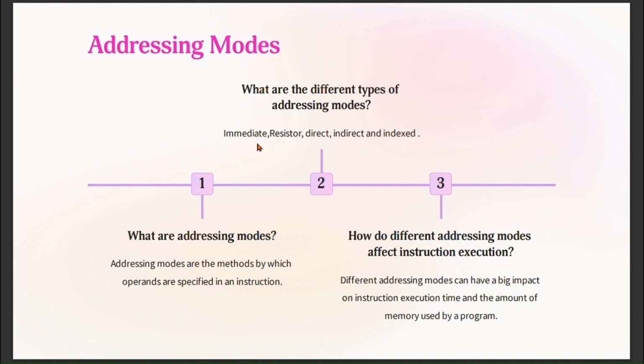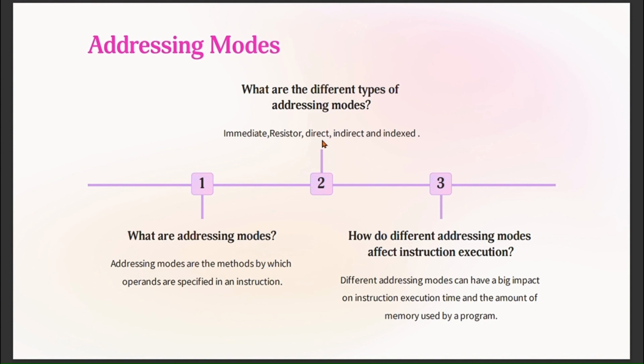What are the different types of addressing modes? First one is immediate, second is register, third one is direct, fourth one is indirect, and fifth is indexed. In immediate addressing, the operand is specified as a constant value that is a part of the instruction itself. For example, the instruction add 5 adds the value 5 to the accumulator. In register addressing, the operand is stored in a register. For example, the instruction add R1 adds the value stored in register R1 to the accumulator.